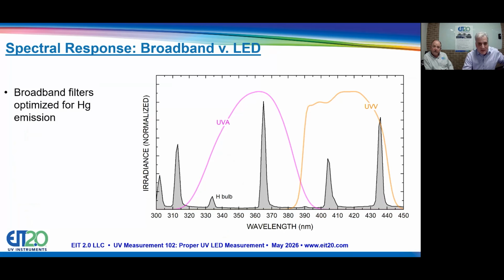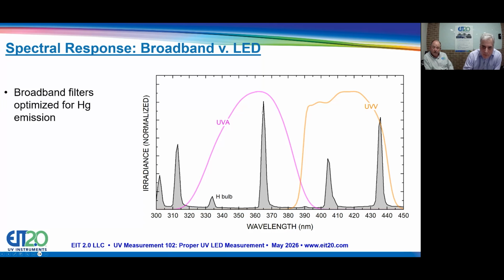I think I promised a little spectroscopy, so let's do it. Here we have a mercury spectrum again. Here's the irradiance, or output, of the bulb against wavelength. Here are the broadband filters, shown in magenta and orange. You see why these filters have been chosen and sized the way they are.